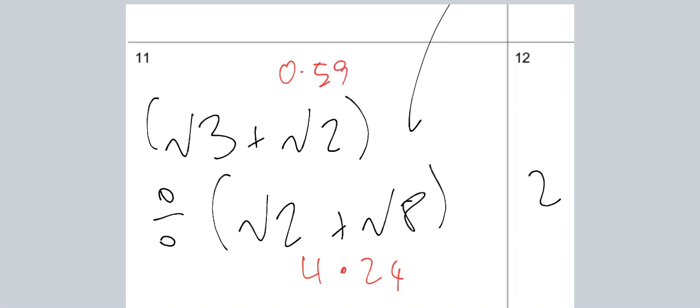0.59. Can I have some nods for 0.59? What did you get? 0.74. Can I have some nods for 0.74? Yeah, okay. It sounds like 0.74 is the answer that's most right.